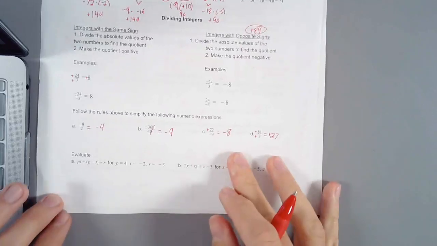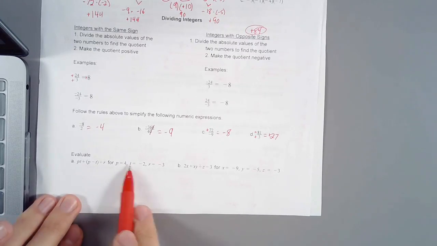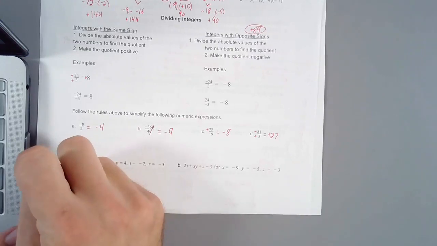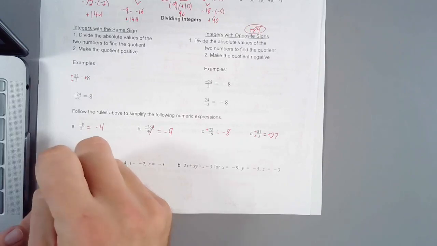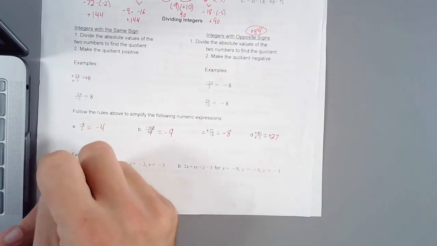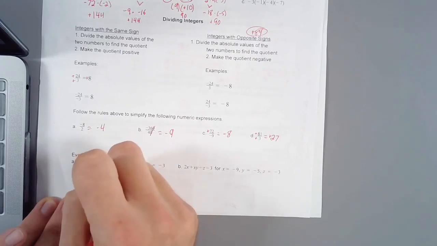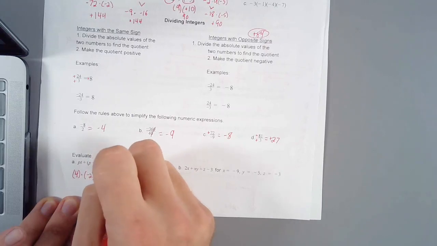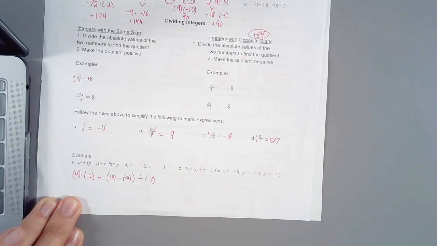So now, when we go to evaluate these expressions, notice that I have integers. P is 4, T is negative 2, and R is 3. First thing I do is I put all of my integers in, and I'm going to write them in parentheses. So I have P is 4, T is negative 2, and I have P times T, plus P is 4, and I'm going to subtract negative 2, and then I'm going to divide R, which is negative 3.